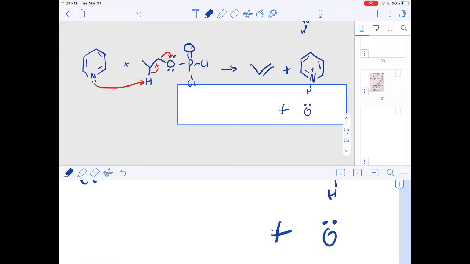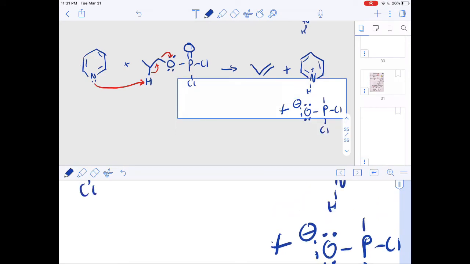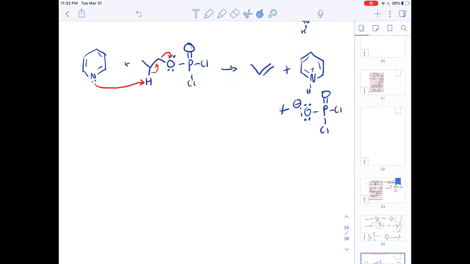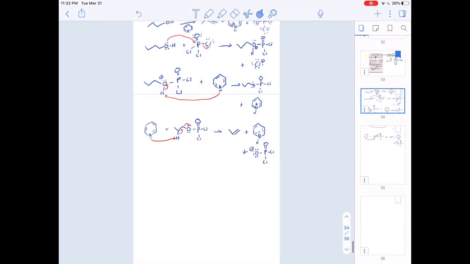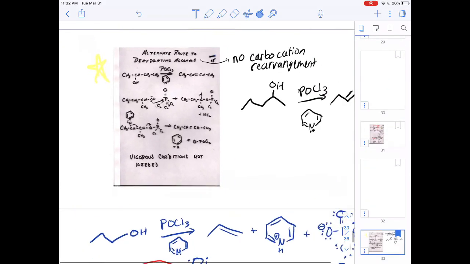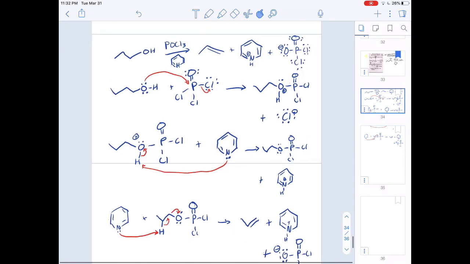And then you're going to have the O minus PCl, Cl ketone. And yeah, that's the mechanism for this. This is really, really important. I would definitely know the mech for this one. He also includes his own mechanism in the notes. I just like giving you guys a different version of the same thing.